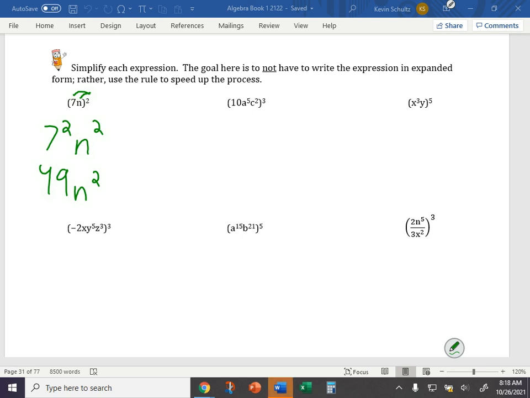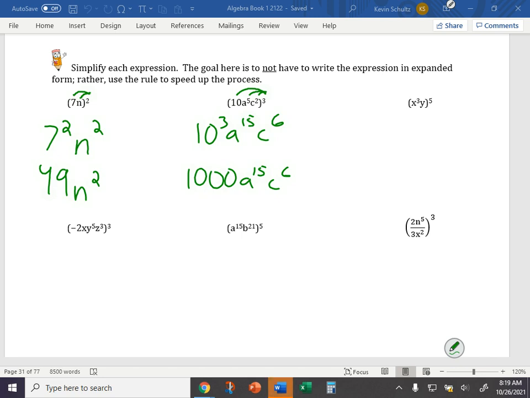On the next one, I need to see you distributing the 3 to the 10, to the a to the 5th, and to the c squared. What do I get? Give me one possible answer for how you could write this out. Kylie. Okay, give me another possible way you could write this out. Will? That was on purpose. Ellen? 1,000. Yes, 1,000 a to the 15th c to the 6th. Either one on a test will be acceptable. There you go.